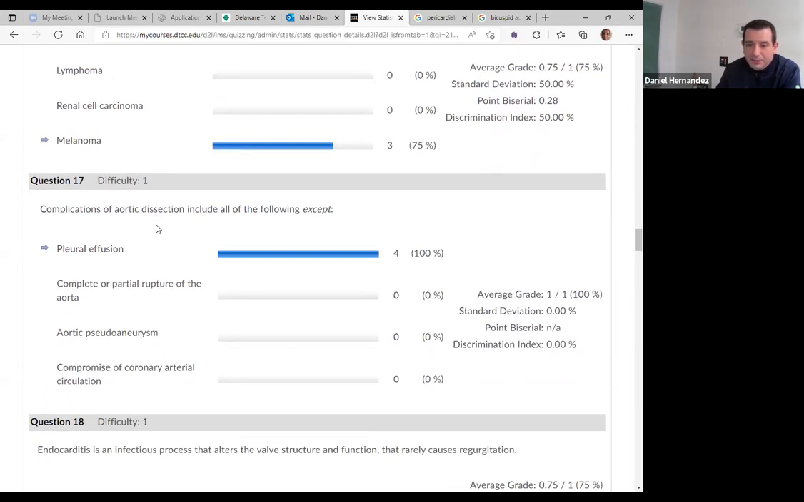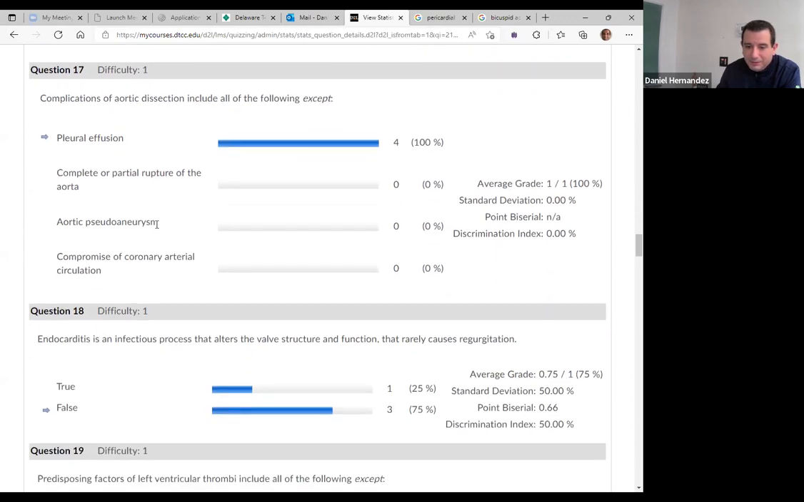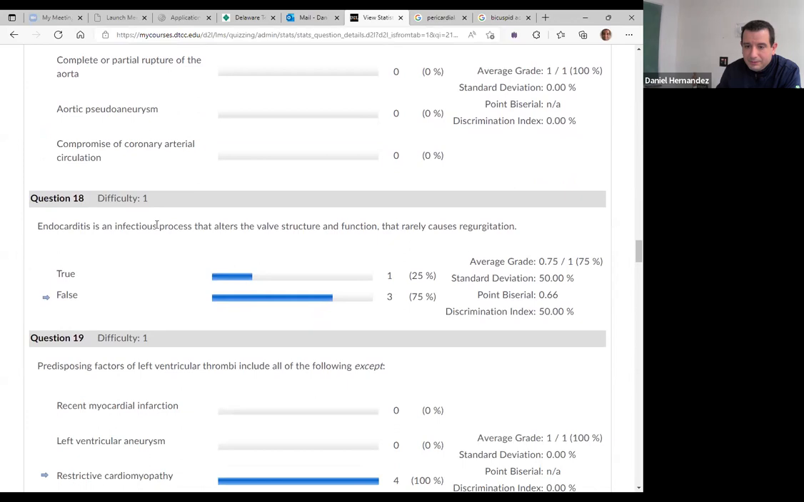Complications of aortic dissection include all the following except. So that's going to be pleural effusion. Good. You guys got all the rest. Endocarditis is an infectious process that alters the valve structure and function and rarely causes regurgitation. So that's false. Endocarditis commonly causes regurgitation. So that's something, again, that we can use to potentially differentiate endocarditis from some sort of valvular tumor like papillary fibroelastoma.